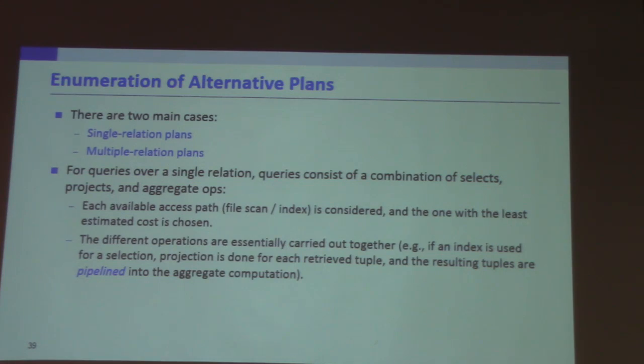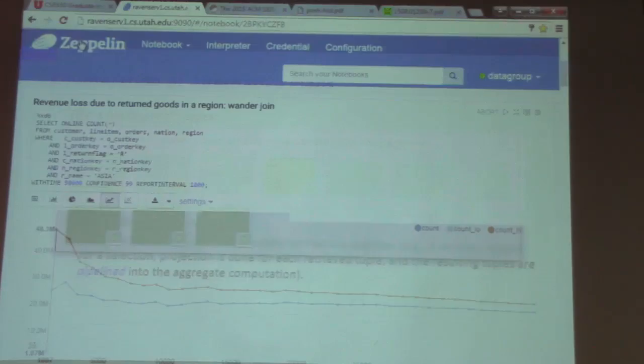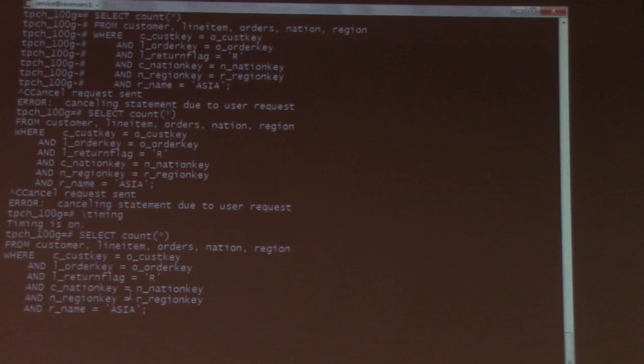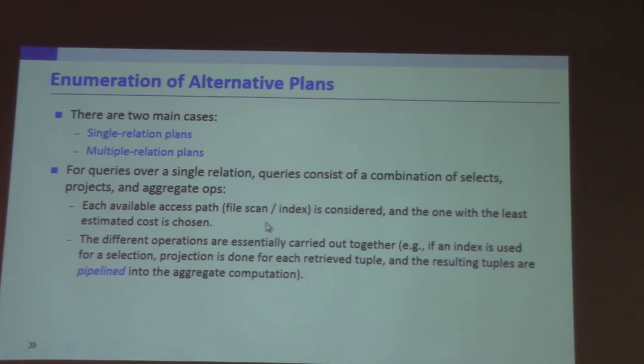Alright, so we are done with the discussion on selectivity estimation. If you want to understand how we did this, you should read one of my papers. It's called Wander Join. It's on my homepage. Now, so that's selectivity estimation.